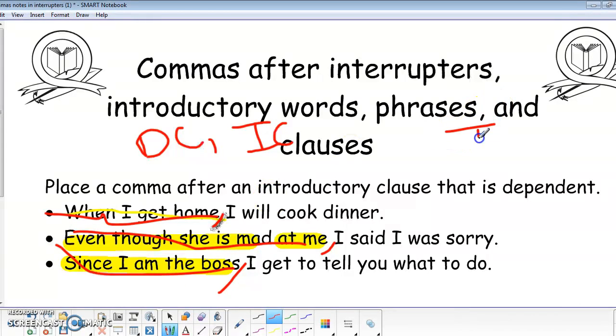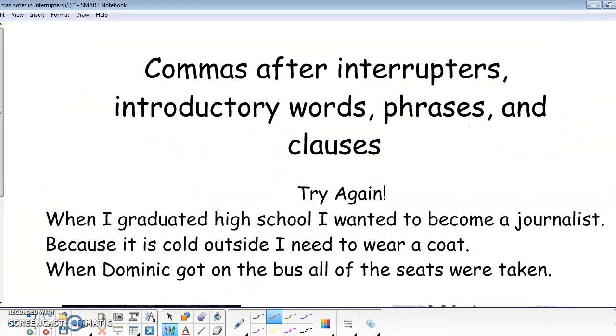If it's an independent clause, then it stays the same. There's no comma. Okay? This is a review. Hopefully we remember this. All right, let's just try it one more time. When I graduated high school, comma. Because it is cold outside, comma. When Dominic got on the bus, comma. Remember, anything left of the comma, you can get rid of.